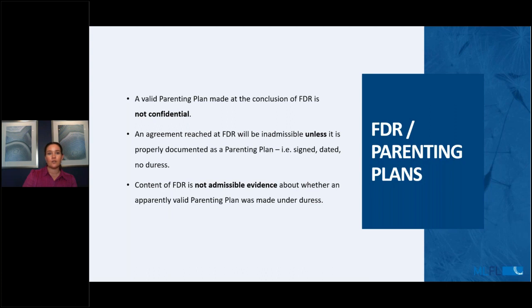If parties reach an agreement and don't document it into a parenting plan as such, it is still not confidential. There's no strict format for a parenting plan, but if it's written, signed, dated by the parties, and has been made without duress, then that means it's a parenting plan and it's not confidential. If it's just a verbal agreement that they've reached, then that can't be disclosed in the court proceedings, similar to the content of FDR. It is not admissible as evidence either. This is because the whole purpose of an FDR is to have a confidential space for parties to be able to have a discussion and try to resolve these issues.